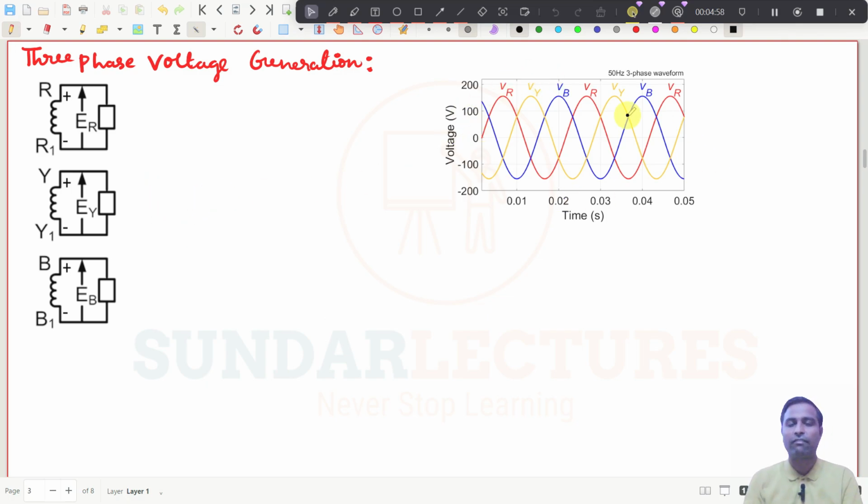See, this is the graph now. This VR, we will always take this VR as the reference phasor, because you see it starts from 0. It always starts from 0, so we will take this as the reference phasor. And this phase, that is Y, you can see here this Y is minus 120 degree. So here this will start from minus 120 degree.